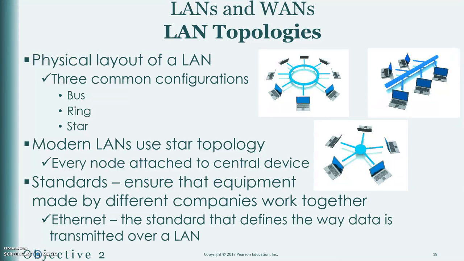The devices or nodes on the LAN can be connected in many different configurations. But the most common configurations are bus, okay, this is what we call a bus. We have the ring here, or the star. And I see the star topology a lot, okay? In a star topology, which is commonly used in our modern local area networks, every node on the network is attached to a central device, such as a switch, a router, or a wireless access point.